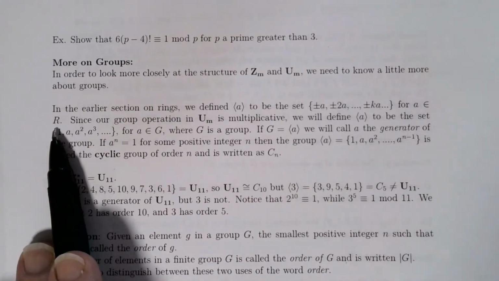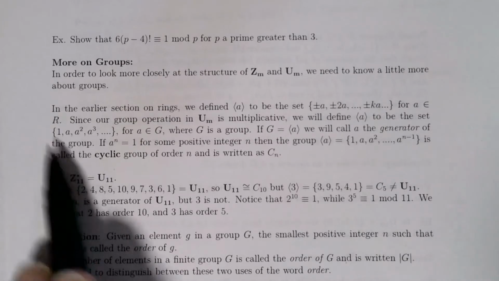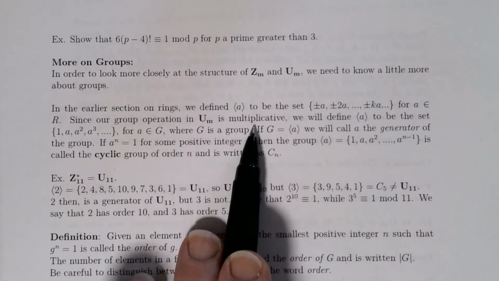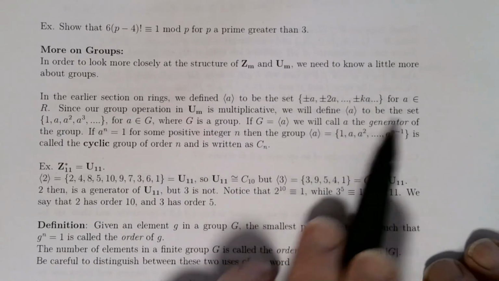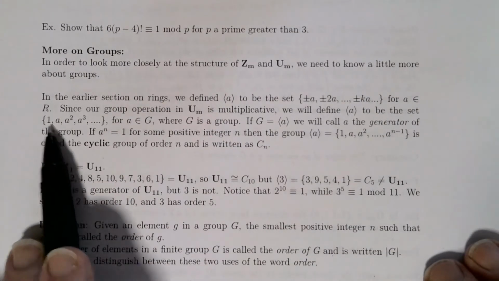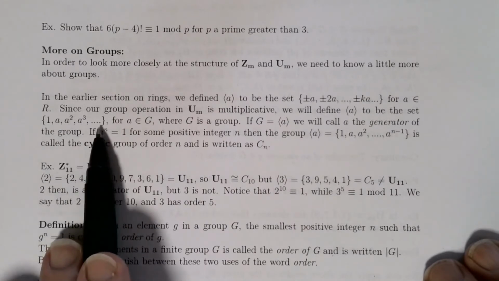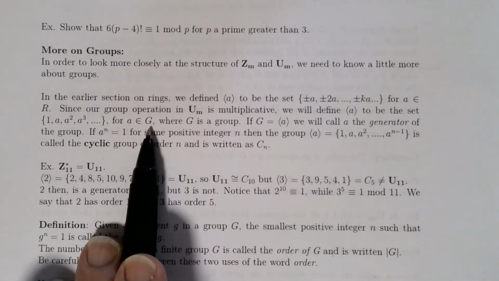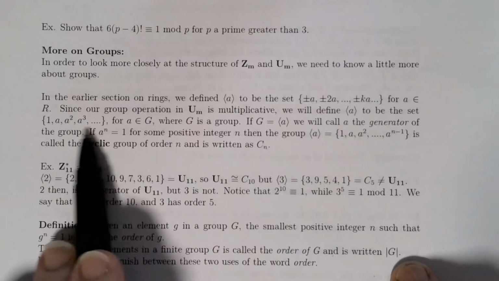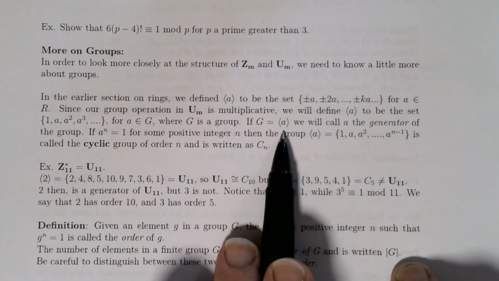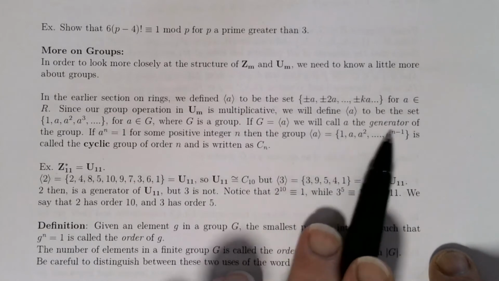Now, that was when we were thinking of the operation as being additive. Since our group operation in U_m is multiplicative, I'm going to define angle brackets a to be the set of powers of a: 1, a, a squared, a cubed, and so on, for a in the group, where G is now a group. If the group turns out to be nothing other than this set, angle brackets a, then we say that a is a generator of the group.